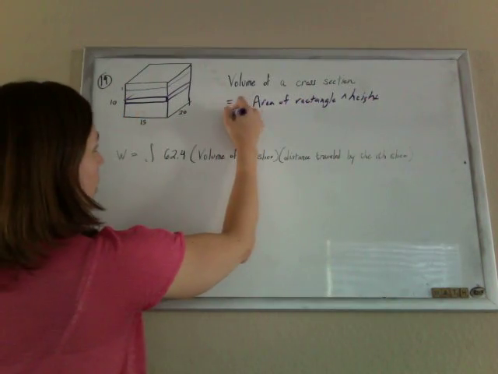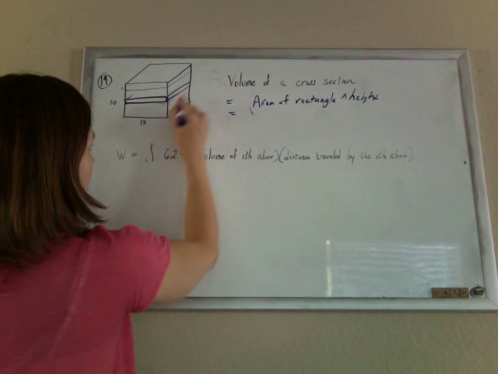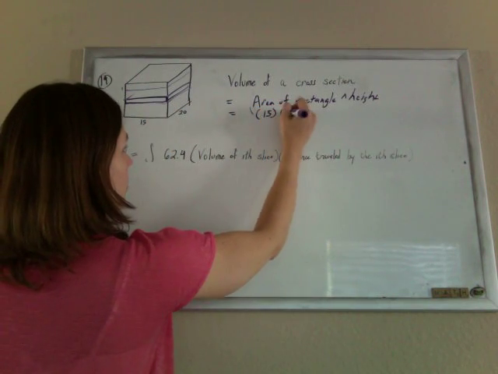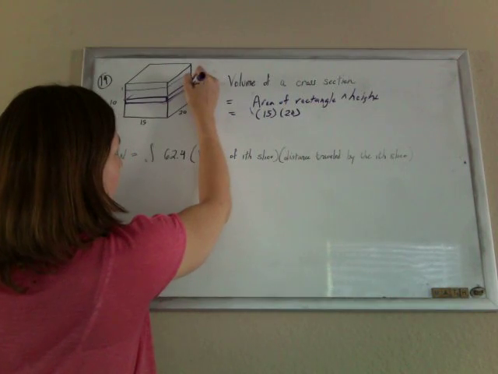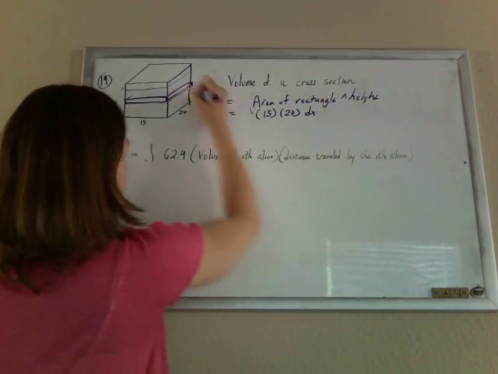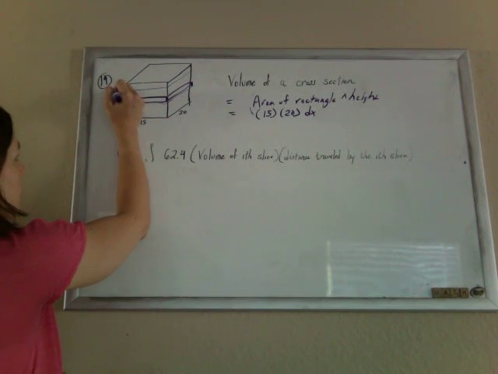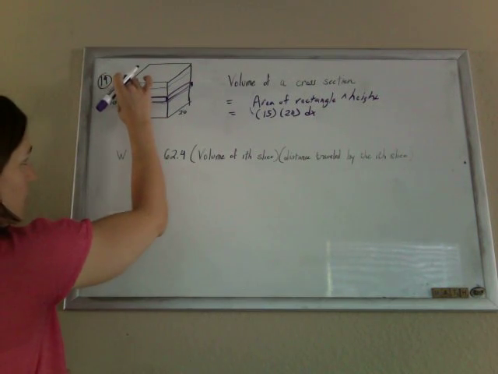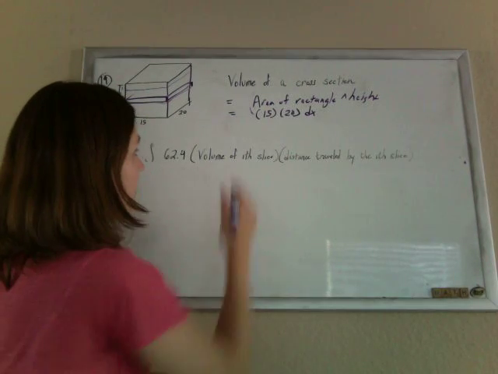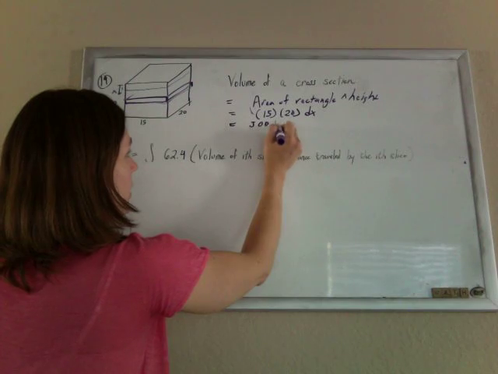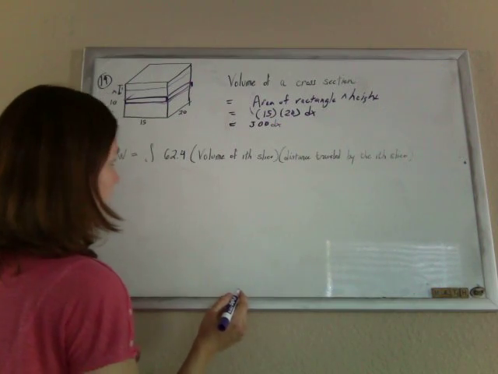Now here, all these rectangles have a base of 15 times 20. It's not changing, which is nice. And the height is a tiny change in x, because I'm going to call my x as starting at the top and going down. So this distance here is a tiny change in x. So the volume of every cross section is 300 times a tiny change in x.